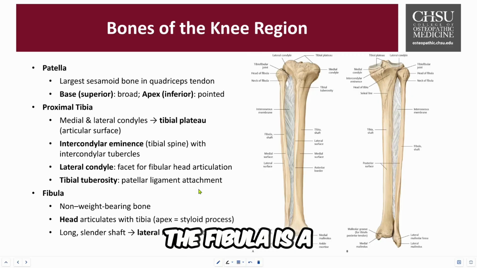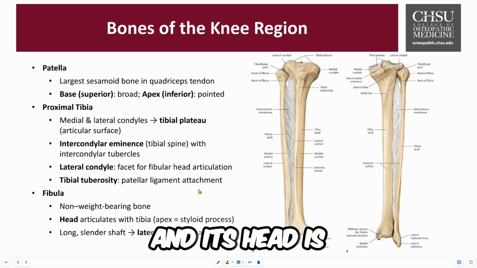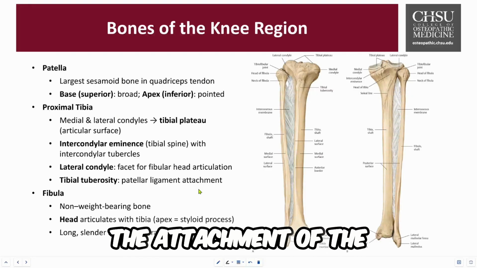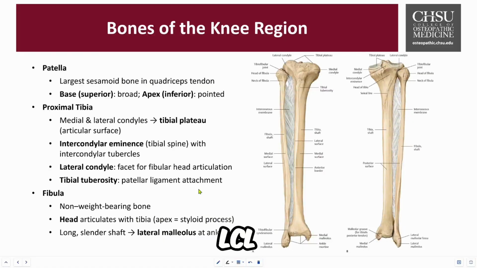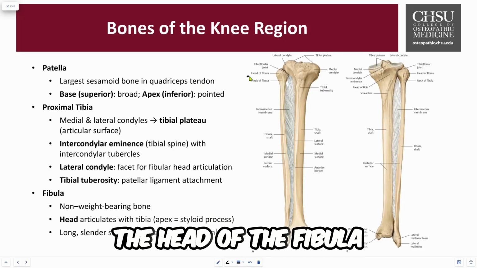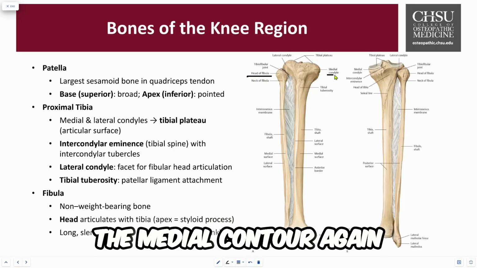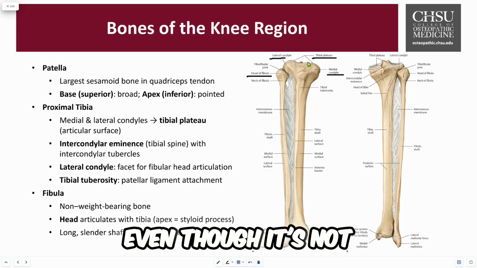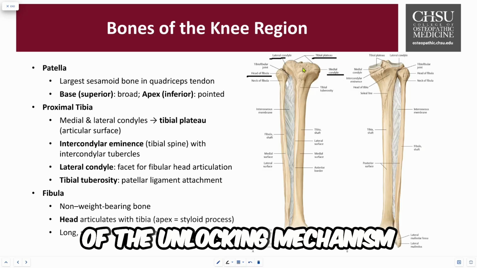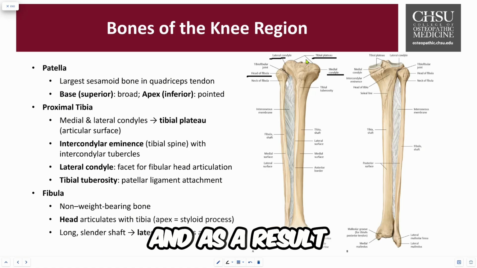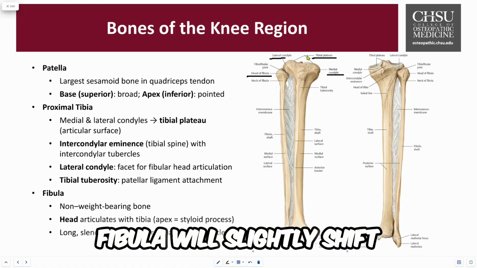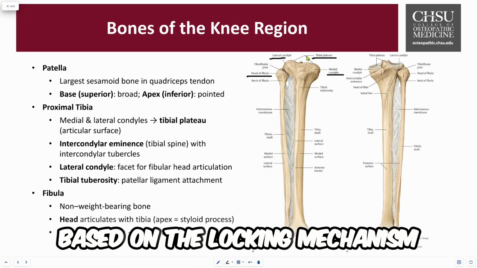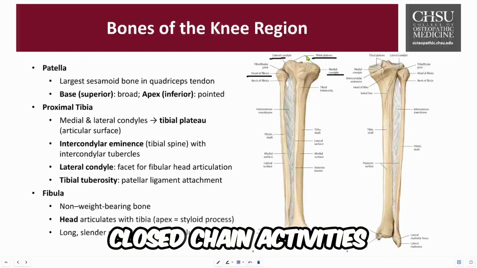And then we have the fibula. The fibula is a non-weight-bearing bone, and its head is an important site for the attachment of the lateral collateral ligament, LCL. Right here we have the head of the fibula, the medial condyle again, and the flat grooves of the tibial plateau. Even though it's not perfectly flat, this is important because of the unlocking mechanism, and as a result, the tibia or the fibula will slightly shift based on the locking mechanism, so in open versus closed chain activities.